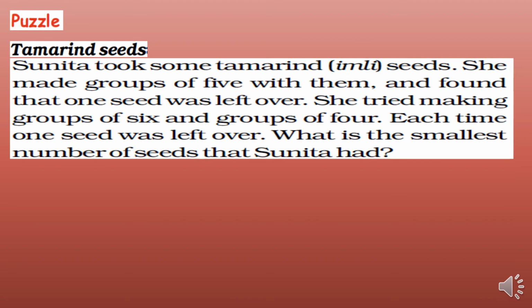Tamarind seeds. This is the puzzle. Sunita took some tamarind imli seeds. She made groups of 5 with them and found that one seed was left over. She tried making groups of 6 and groups of 4. Each time one seed was left over. What is the smallest number of seeds that Sunita had?